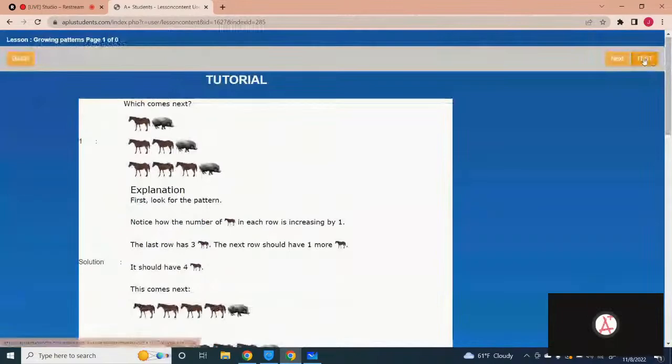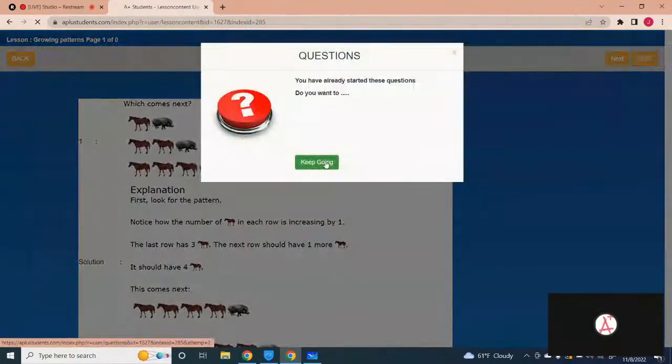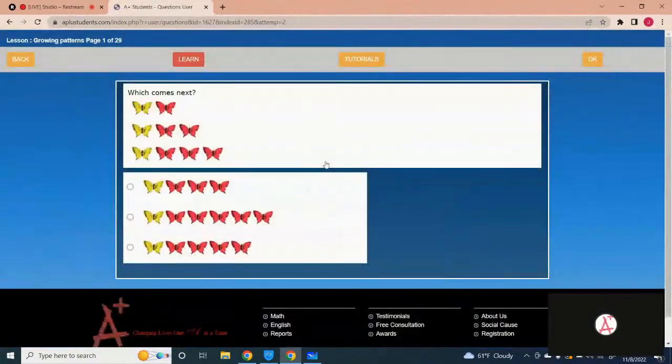Okay, let's just start with the test. Which comes next? Which option is the correct one? Option one, two, or three? Which option is the correct one?